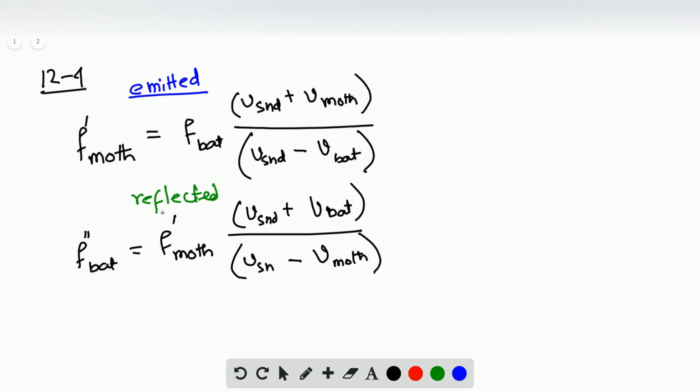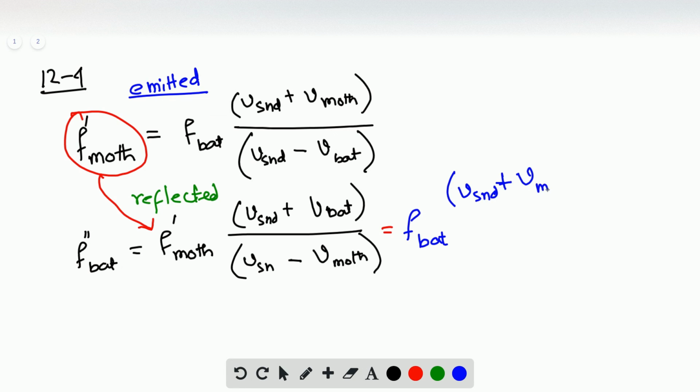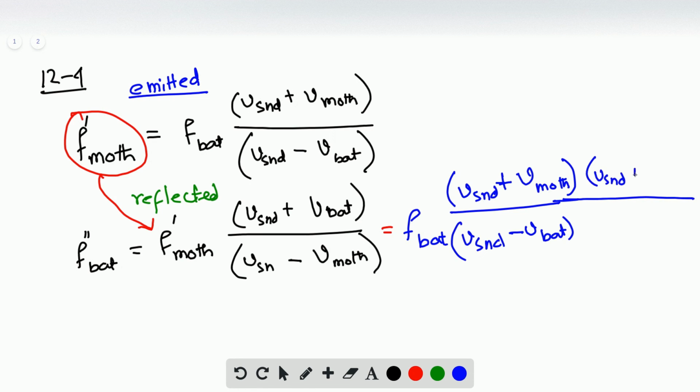Right. So if we combine these two equations, we can substitute this term over here, and then we'll get the frequency from the bat while it was emitting, times speed of sound plus velocity of the moth, divided by speed of sound minus velocity of the bat, and then we'll have this term, which is speed of sound plus velocity of the bat, and speed of sound minus velocity of the moth.